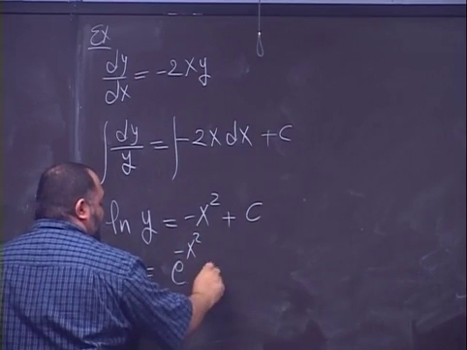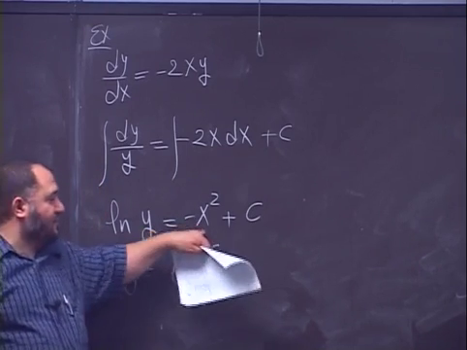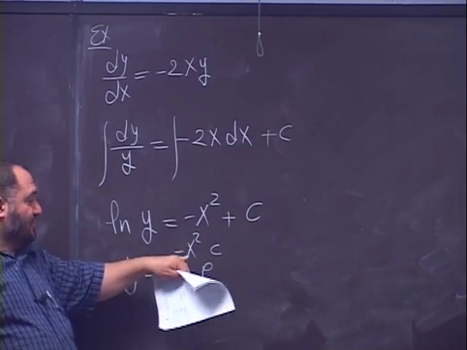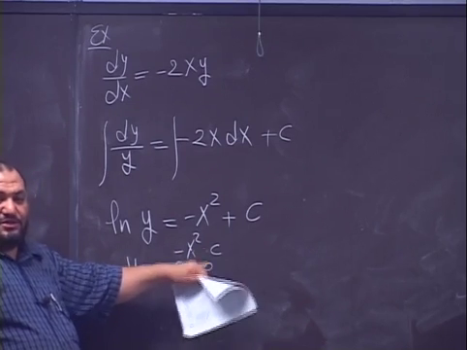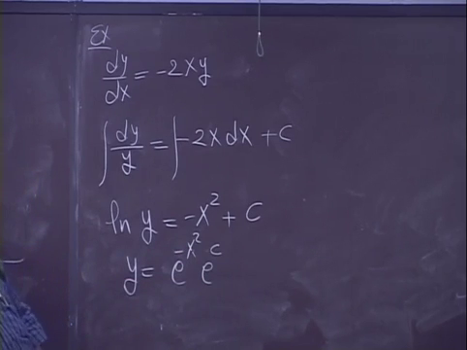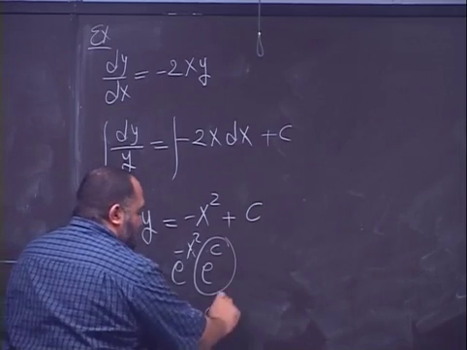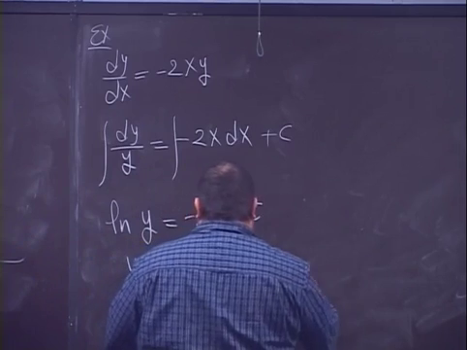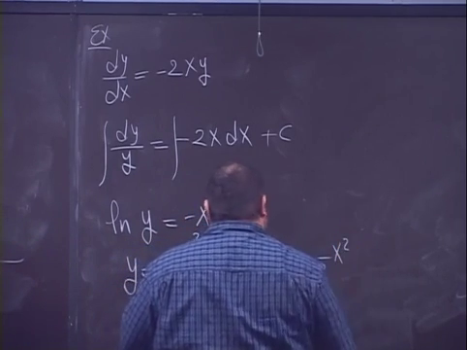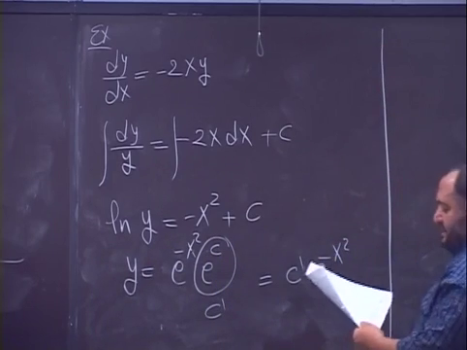And then your y, it will be e to the power of what? Minus x squared multiplied by e to the power of what? C. It is e to the power of everything, but because it is e to the power of something plus something, I can separate it to e to the power of minus x squared multiplied by e to the power of c. Do you understand it? Or do you have doubts? Okay, so e to the power of constant is what? A constant, another constant, so I will call it c prime. So this will give me c prime e to the power of minus x squared. So easy to solve.